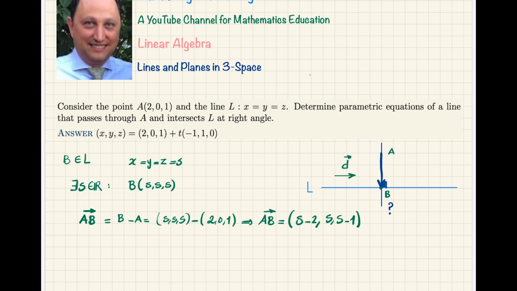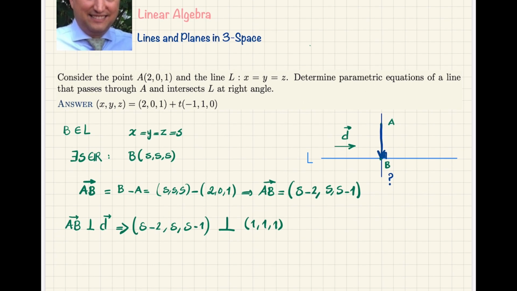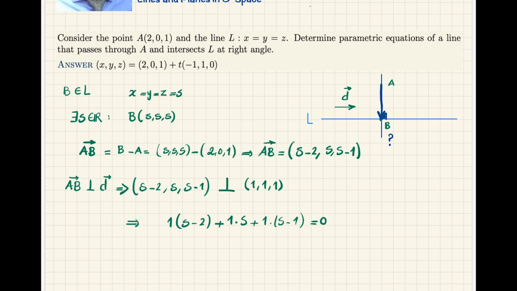But then one crucial thing is that whatever this vector is, it should be parallel to L. And because AB is supposed to be perpendicular to L, this means that the vector AB is also perpendicular to vector D. But vector AB is S minus 2, S, and S minus 1. This vector is supposed to be perpendicular to vector D. But what is vector D? As I told you, this vector is 1, 1, and 1. So this means that the dot product between these two vectors should be equal to 0. So this means that 1 times S minus 2 plus 1 times S plus 1 times S minus 1 should be equal to 0. And from here I can immediately calculate my S.